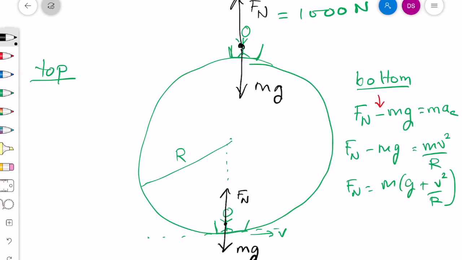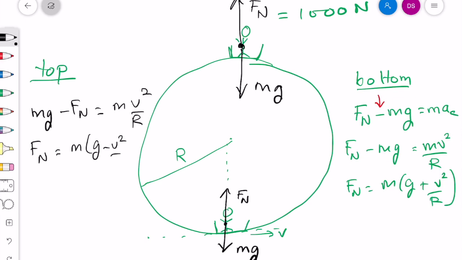Now, let us apply Newton's second law as usual. So Fn is now in the radially outward direction, so it should get a negative sign, and mg is in the radially inward direction, so it should get a positive sign. So mg minus Fn is equal to m a_c, which is mv squared divided by r, right? So you can solve for Fn from here. So Fn is equal to m times g minus v squared over r. So that answers the first part of the problem.